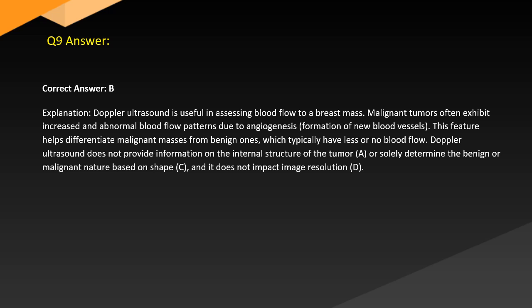Answer. Correct answer: B. Explanation. Doppler ultrasound is useful in assessing blood flow to a breast mass. Malignant tumors often exhibit increased and abnormal blood flow patterns due to angiogenesis, the formation of new blood vessels. This feature helps differentiate malignant masses from benign ones, which typically have less or no blood flow. Doppler ultrasound does not provide information on the internal structure of the tumor or solely determine benign or malignant nature based on shape (C), and it does not impact image resolution (D).